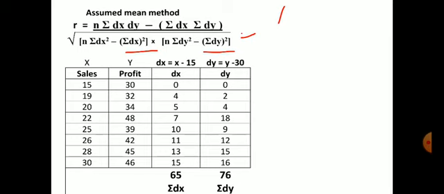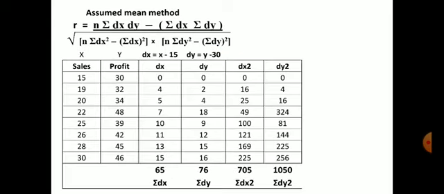That is 0 into 0 will become 0, 4 into 4 is 16, 5 into 5 is 25. Similarly, we have to multiply dx with dx itself, right? As well as dy. Dy square is nothing but 0 into 0 is 0, 2 into 2 is 4, 4 into 4 is 16. Similarly, we have to calculate the dx square and dy square, right? See the values. 0 square is 0, 4 square is 16, 5 square is 25, 7 square is 49. Similarly, we have calculated the dx square and dy square values.